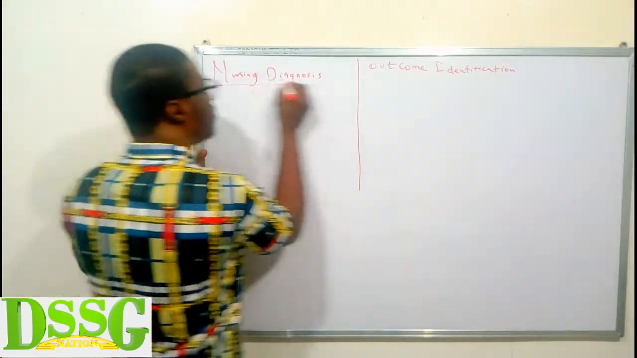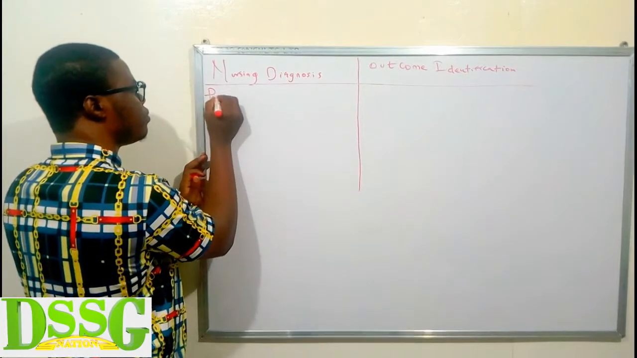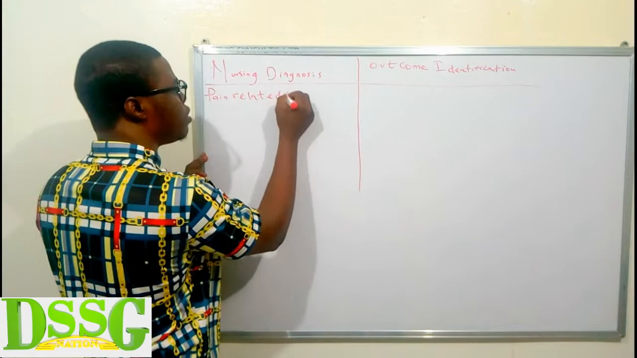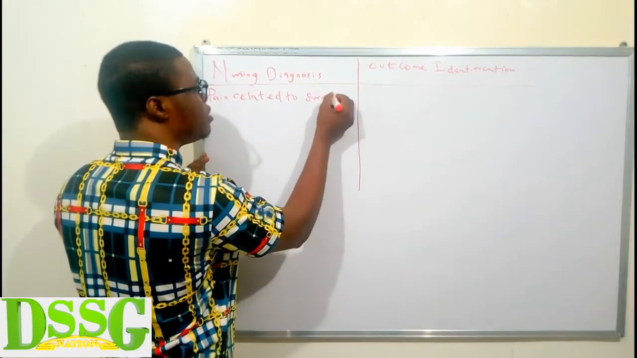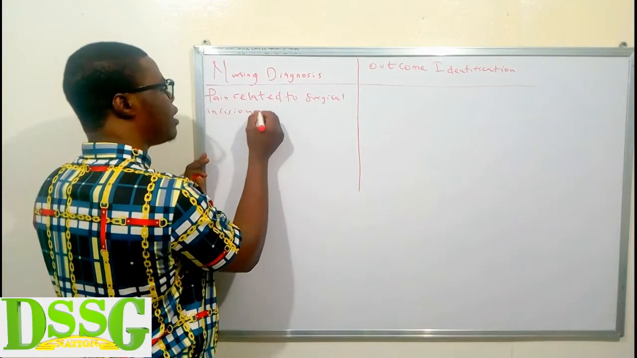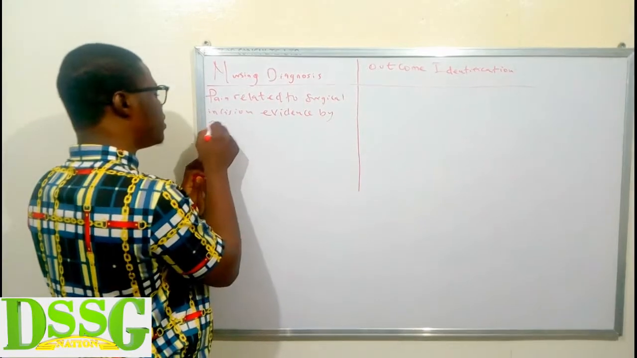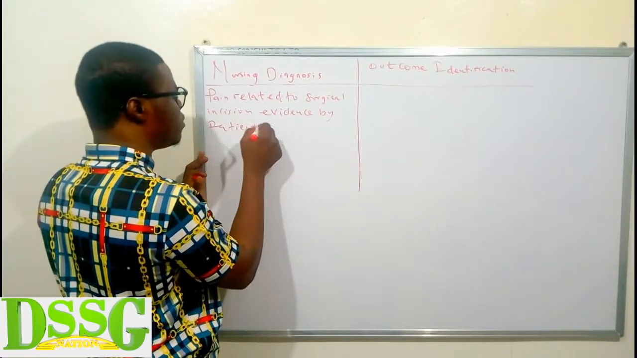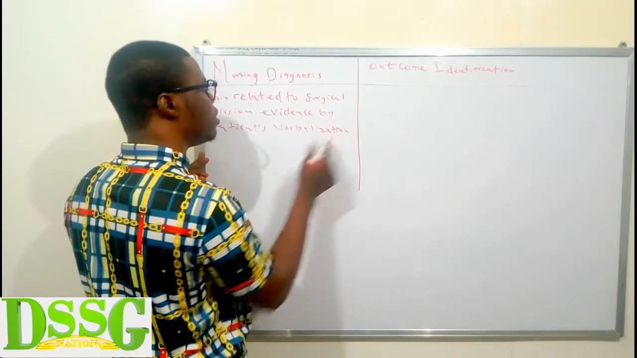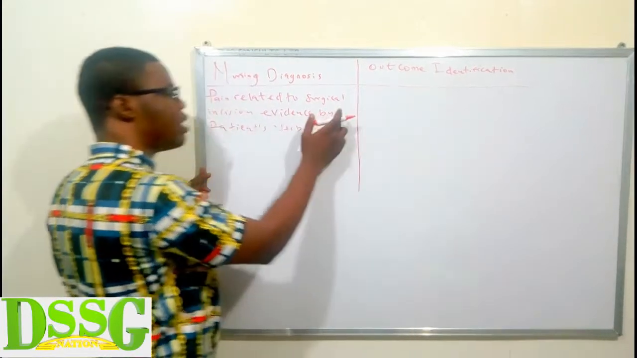Now, for a nursing diagnosis, we said it is the problem, which is pain, related to the surgical incision, and evidence by patient's verbalization. And this is the nursing diagnosis. Now, what is the outcome identification for this diagnosis?